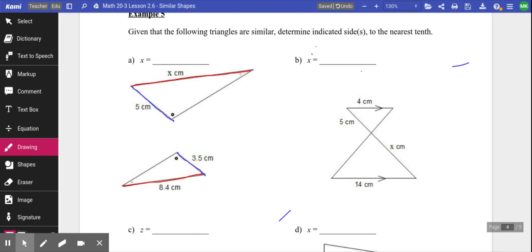The scale factor is the new, which is 3.5, divided by the old, which is 5, which is 0.7. So the scale factor is 0.7. You got that by doing the new side divided by the old side.